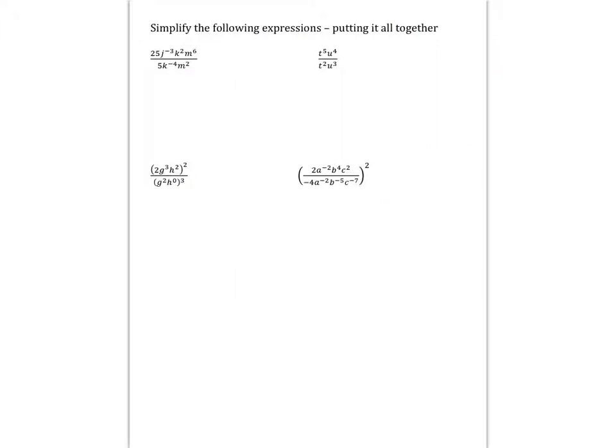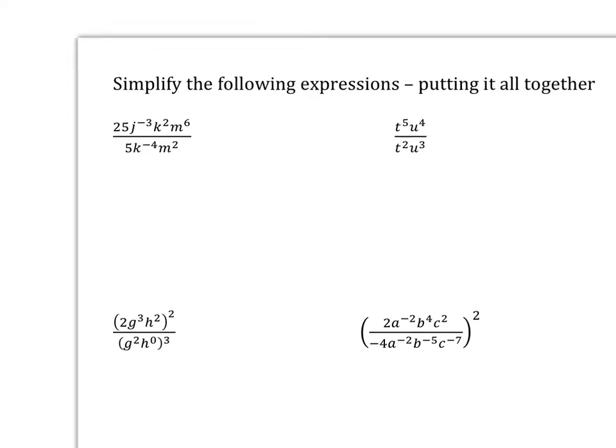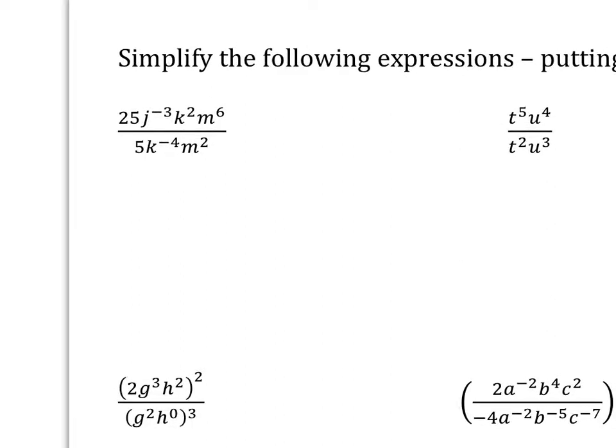Okay, now let's look at simplifying the following expressions and putting all of the rules that we've learned together so far. So let's zoom in a little bit here. With this first example, I'm actually going to cross out the j to the negative third. I don't want that in there right now. Okay, so I have 25 k to the second, m to the sixth, all over 5k to the negative fourth, m squared. I want to get rid of that j to the negative third because we're going to deal with more negatives tomorrow. However, we can do a little bit of that rule here today in this video.